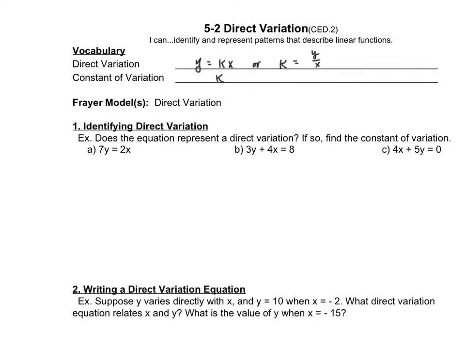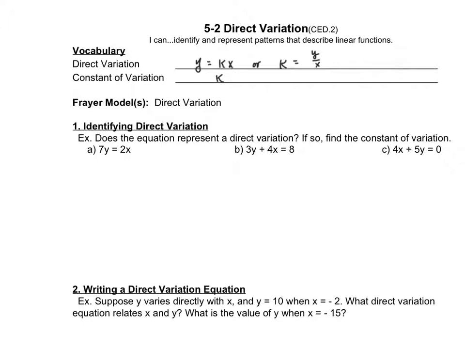If a ratio of two variables is constant, then the variables have this special relationship, which is called direct variation. The graph of a direct variation equation is y equals kx. It's a line that passes through the origin, 0, 0, and has a slope of k. A variation equation is a statement of how a change in one quantity relates to the change in another quantity.